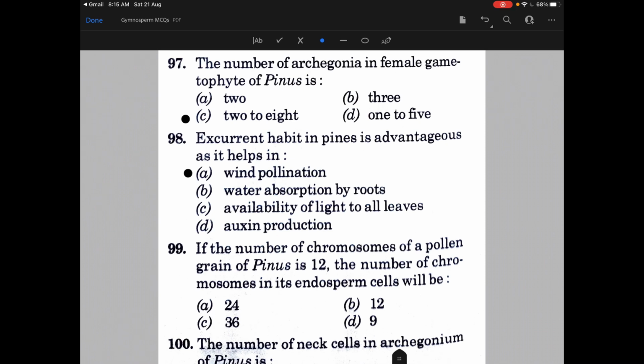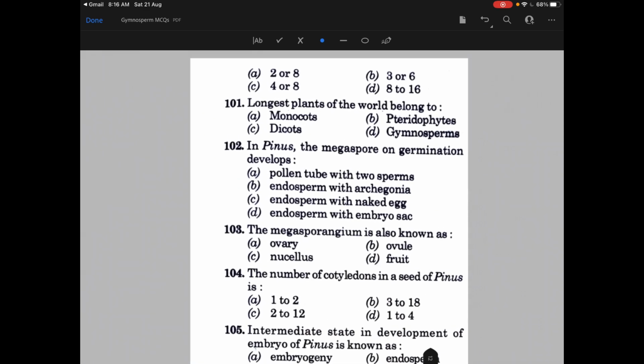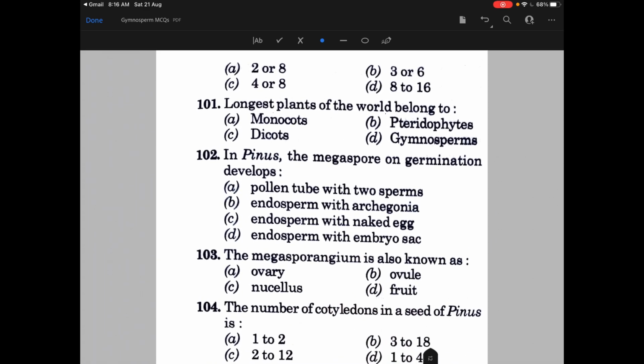Next, if the number of chromosomes of a pollen grain of a Pinus is 12, the number of chromosomes in its endosperm cells will be dash, and the answer is B, that is 12. Then, the number of neck cells in archegonium of a Pinus is dash? The answer is C, that is 4 to 8. Sorry, 4 or 8. Longest plants of the world belong to dash? And the answer is D, that is gymnosperm. Remember, the plant is Sequoia.